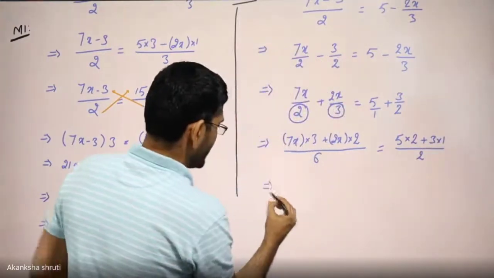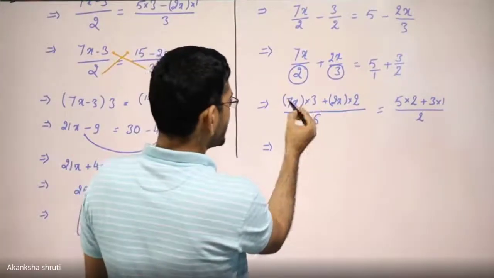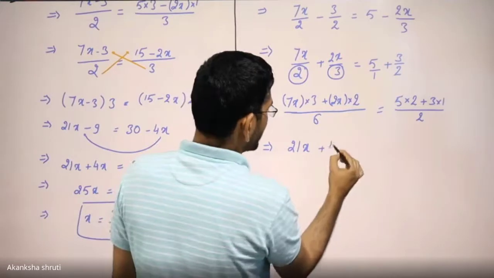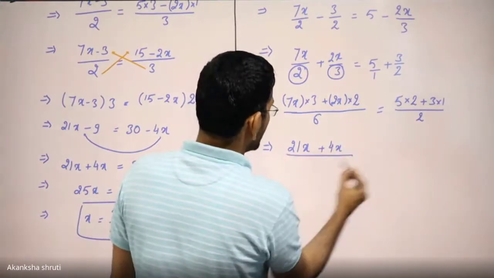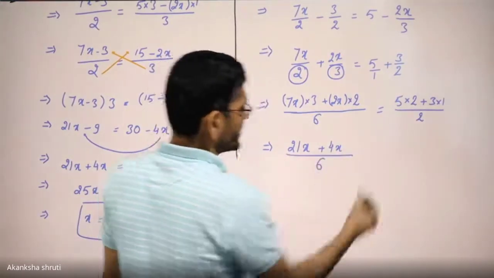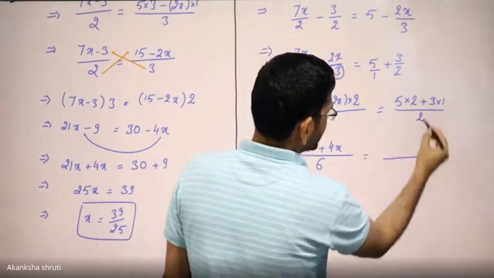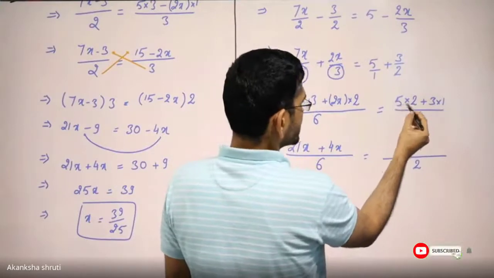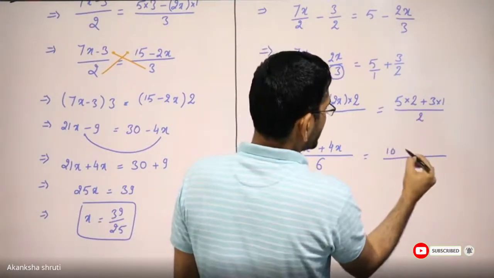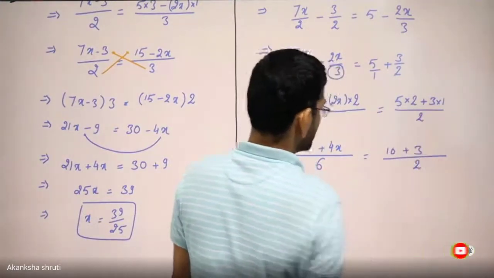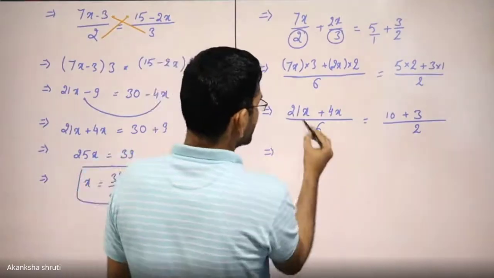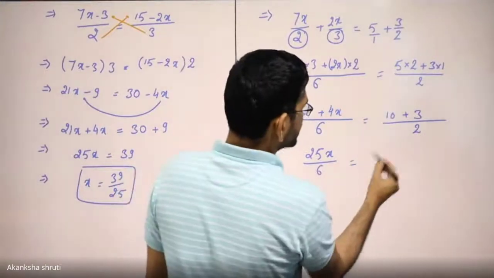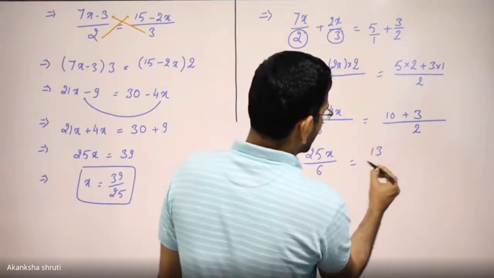This simply means, students, this 3 and 7, it is our 21x plus 2 2s are 4x. These two are in numerator and 6 is the common denominator. Is equals to, on right hand side, the common denominator is 2 and this is 5 2s are 10 plus 3. 21 plus 4 is our 25 by 6 is equals to, right hand side is 13 by 2.